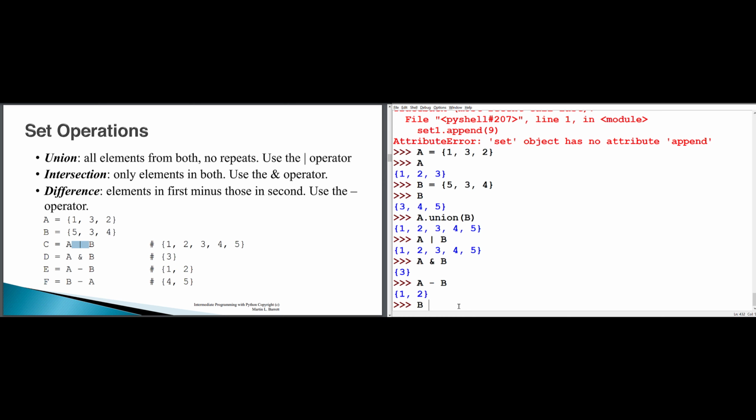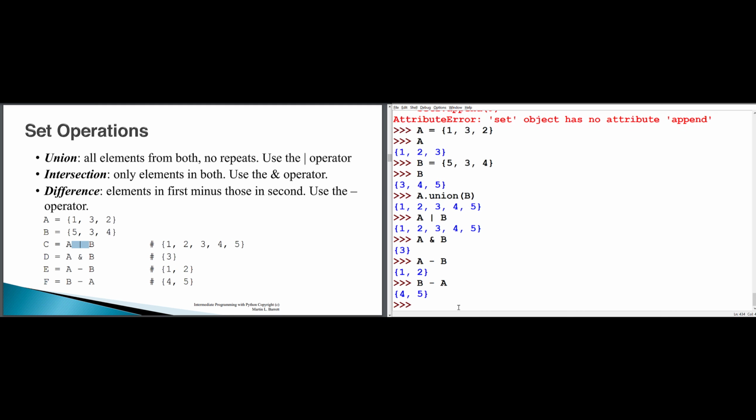If I do things the other way around, B minus A, then each of the items in A will be removed from B. So 3 exists in A and will be removed. 4 and 5 do not exist. And so the result that I have is 4 and 5.